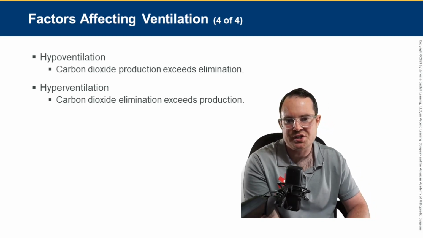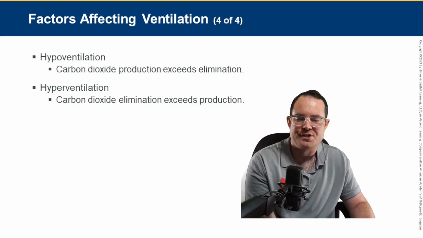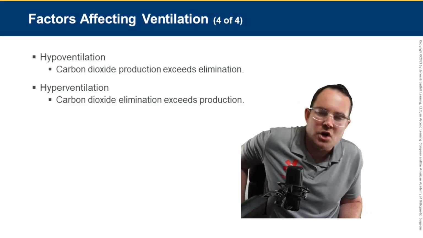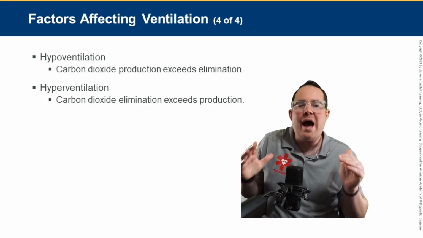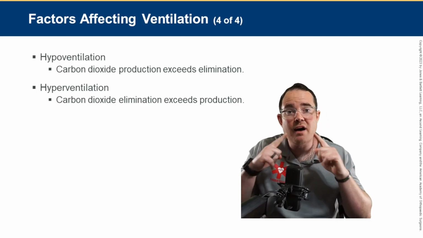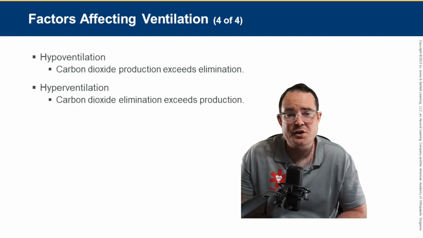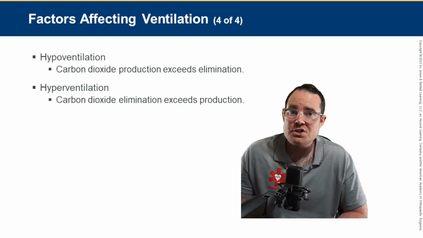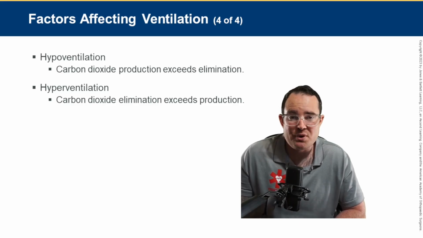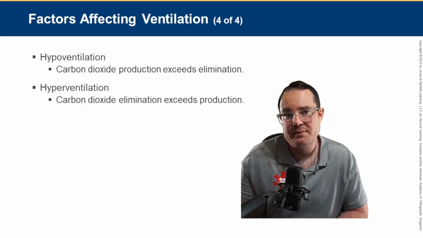First one, hypoventilation: carbon dioxide production exceeds elimination. Let me explain. Carbon dioxide, how do we get rid of carbon dioxide? We breathe. Remember, I said whenever you exhale, we blow off CO2. So let's say I'm hypoventilating. First off, you got to know what hypoventilation means. Hypoventilation means inadequate breathing. Tests love to use the term shallow. Shallow breathing is hypoventilation.